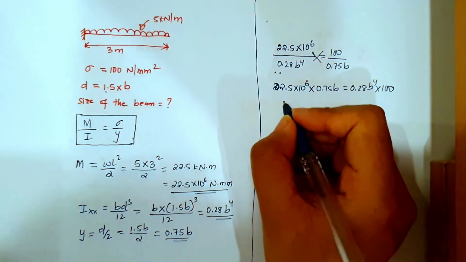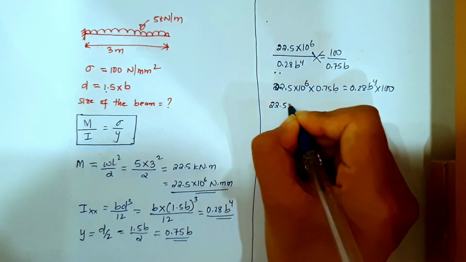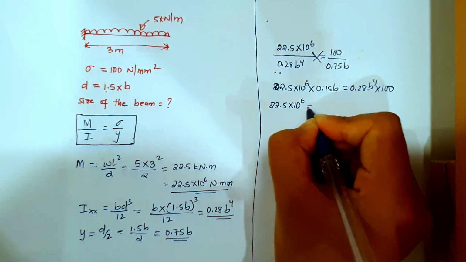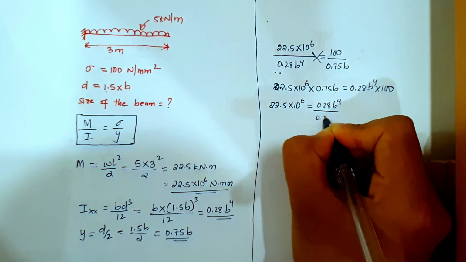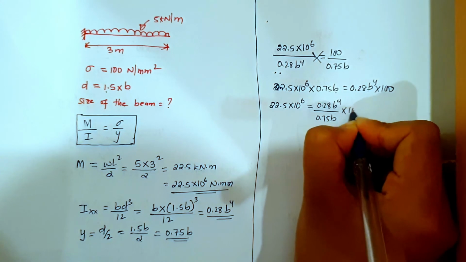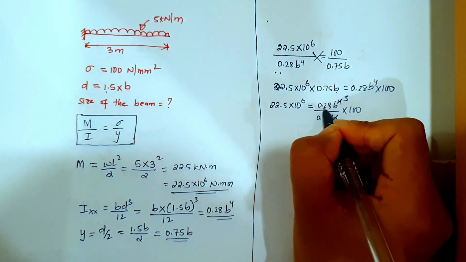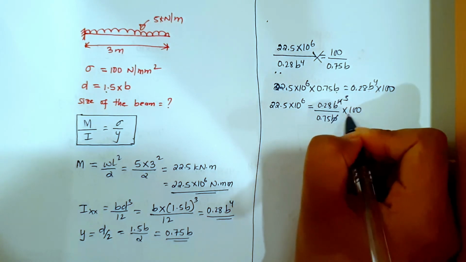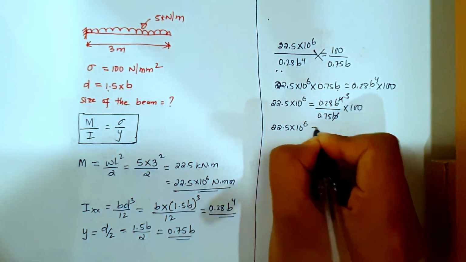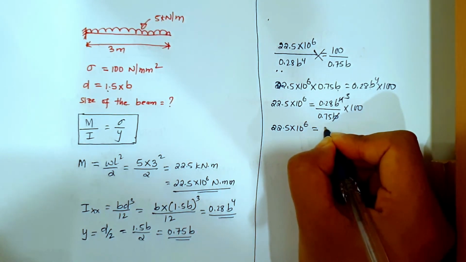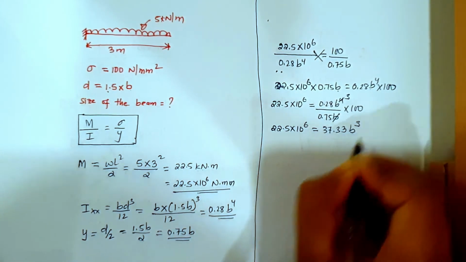Again, like we solved in the last numerical, we will take b and b together, so we have 22.5 into 10 raised to power 6 equals to 0.28 b raised to power 4 divided by 0.75 b into 100. So this will get cancelled. It will be b raised to power 3. Now 0.28 divided by 0.75 into 100 will give you 22.5 into 10 raised to power 6 equals to 37.33 b raised to power 3.